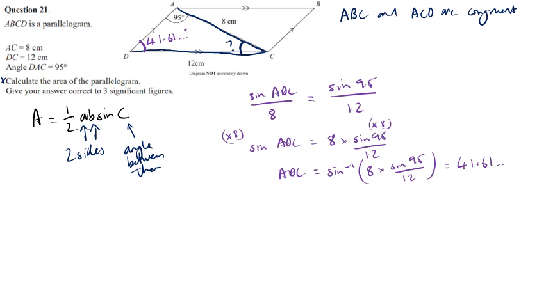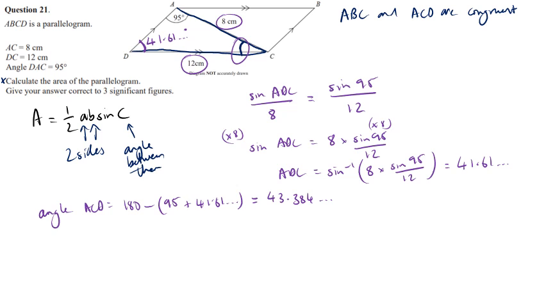And we've done that because we know the angles inside a triangle add up to 180 degrees. So we can find out this angle here. So the angle ACD is 180, take away the two angles which we know. And again, I'm not rounding that yet. I'm going to use the full value in my calculator. So now we've got the length of two sides. We know the angle between them. We can use our sine rule for area.